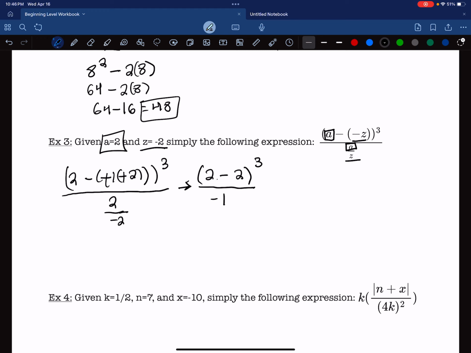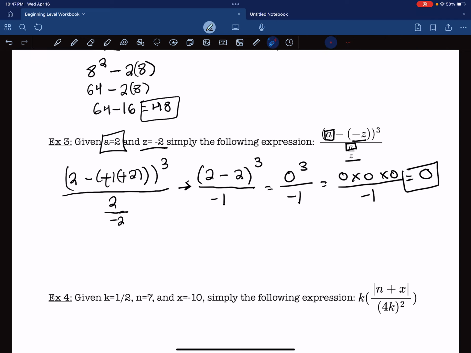And then from here, we're going to subtract 2 minus 2, which is 0. So we have 0 cubed, or 0 to the third power, over negative 1. And 0 raised to any power is always 0, because 0 cubed equals 0 times 0 times 0. And as we know, anytime we multiply 0 by anything, or 0 by itself, we just get 0. So this expression simply equals 0 with these values.